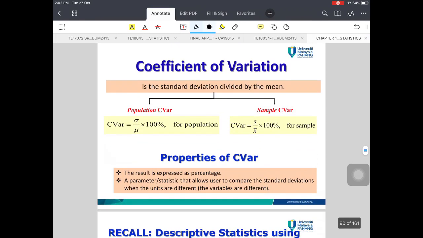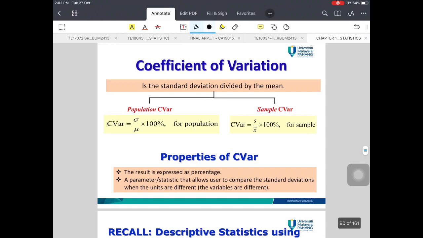Okay, we go to the next one, which is coefficient of variation. This is new. If you use the previous module, you are not going to find this kind of subtopic in your module, right? Okay, coefficient of variation is the standard deviation divided by the mean. Again, this is the formula for population coefficient of variation. This is the formula for sample coefficient of variation. The difference is we refer to the notation here.